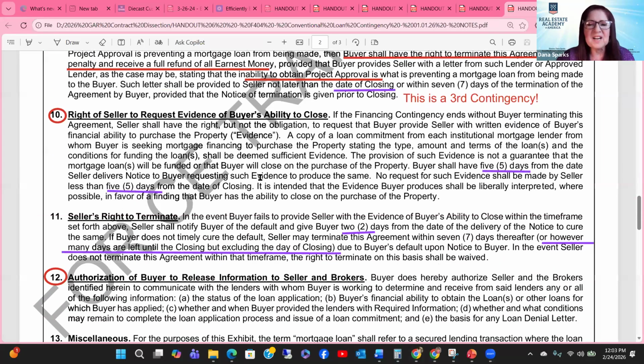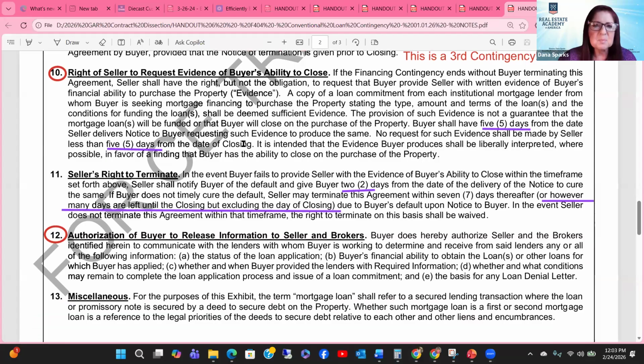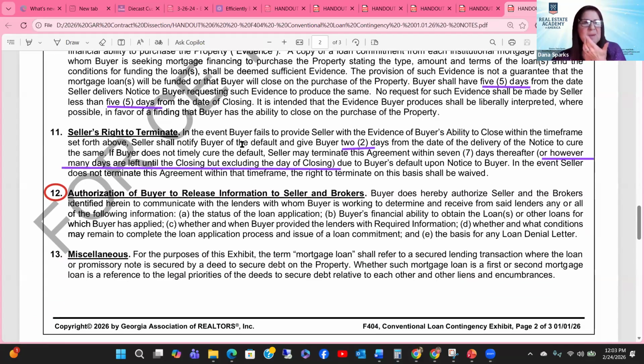Now we go past the financing contingency time frame. The seller now has the right to say, okay, buyer, you didn't terminate, so no more protection under the financing contingency. Now you have to provide me with evidence of your ability to close, which is basically a loan commitment letter from the lender that states conditions. There's timeframes built in here. And if the buyer does not provide that, the seller does have the right to terminate.